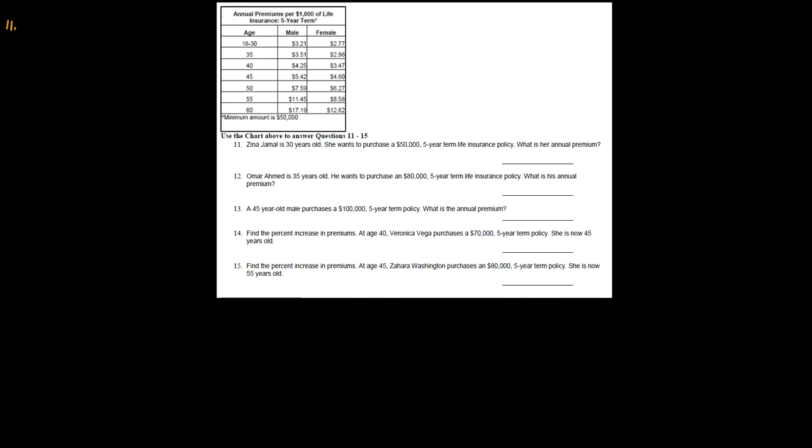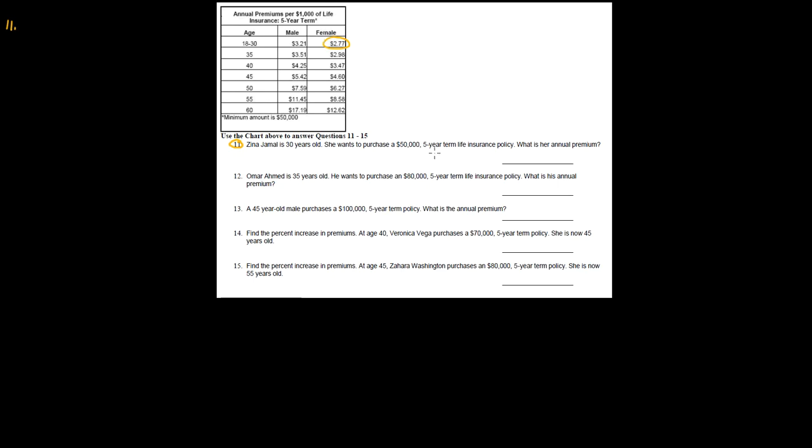All right, looking on the top half, backside of the Chapter 11 study guide, what we've got here is some life insurance stuff. For number 11 it says Zena is 30 years old. So Zena must be a female that's 30 years old. So we're going to be looking in here on the table.